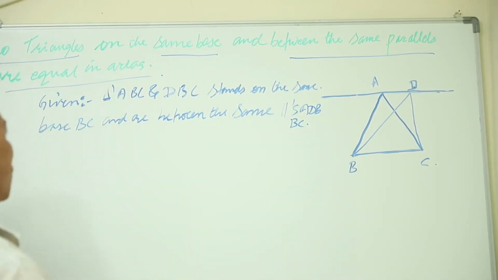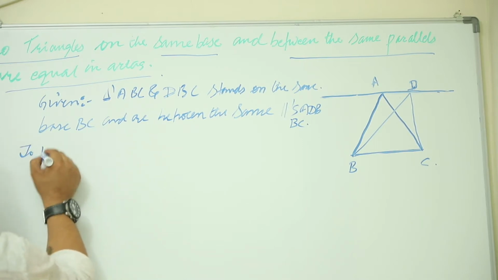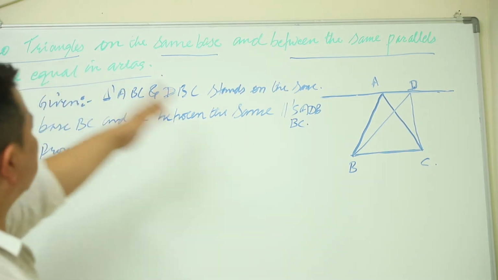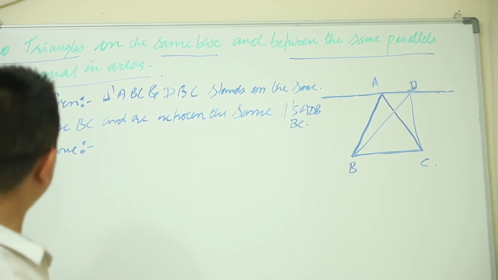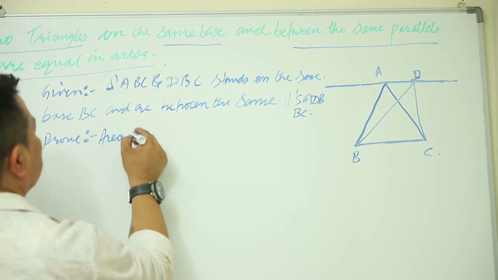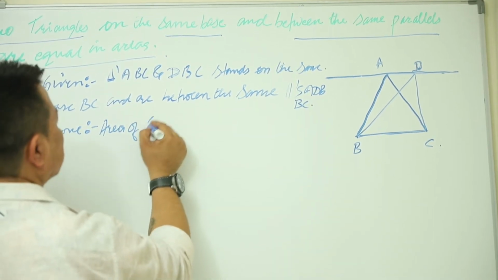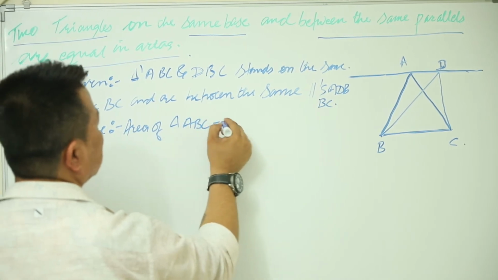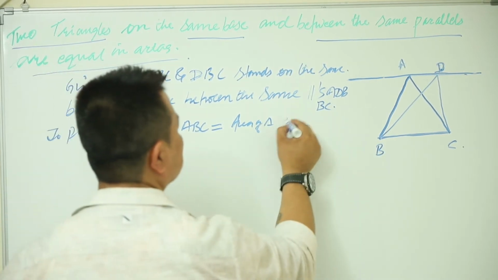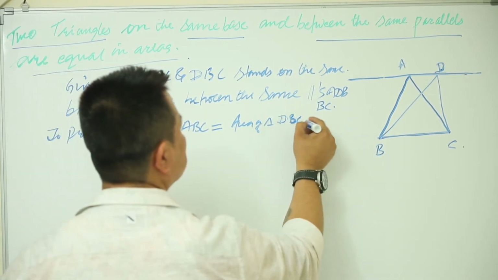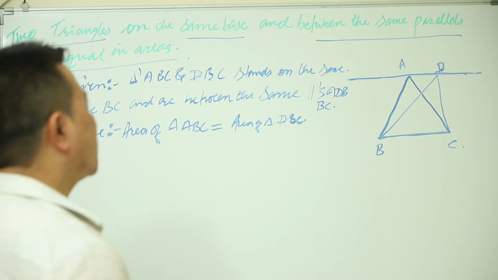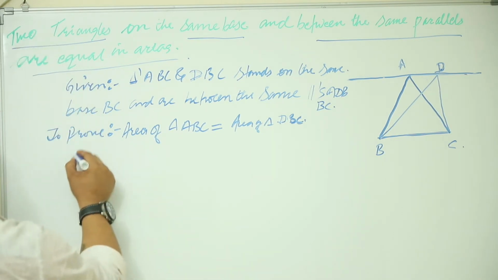Now, what do you have to prove? To prove: what the theorem says, if they stand on the same base and between the same parallels, then their areas are equal. That means you have to prove area of triangle ABC is equal to area of triangle DBC. We have to prove this. So before proving this, we need to make some constructions. So write constructions.